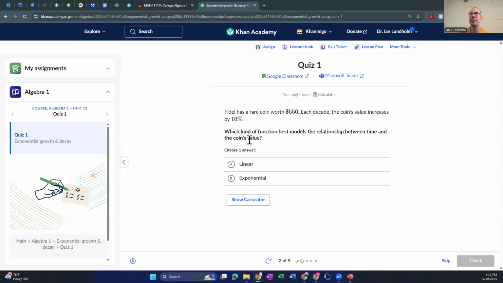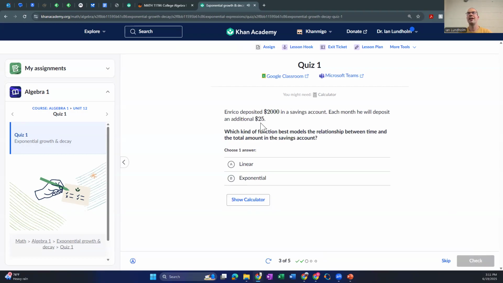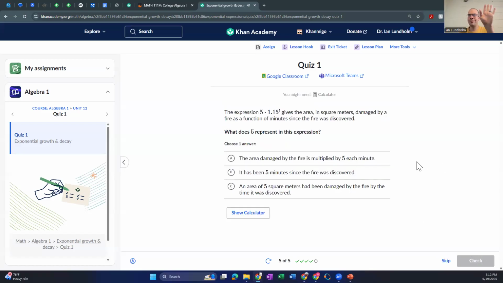Each decade, the coin's value is increasing by 10%. Since that's going to continue to build and build and build, that's an exponential relationship. I just want to show you what happens. Enrico, each month he'll deposit that. That's a linear relationship. He's adding a constant amount. Write a function. All right, so it's increasing by 1.12. Okay, 1.12 to the t, and that's t years from now, so that's pretty good. And then we need to multiply by 25,000 out front. All right, let's give this a shot. Boom. I'm just working through this so that we can see what happens at the end.